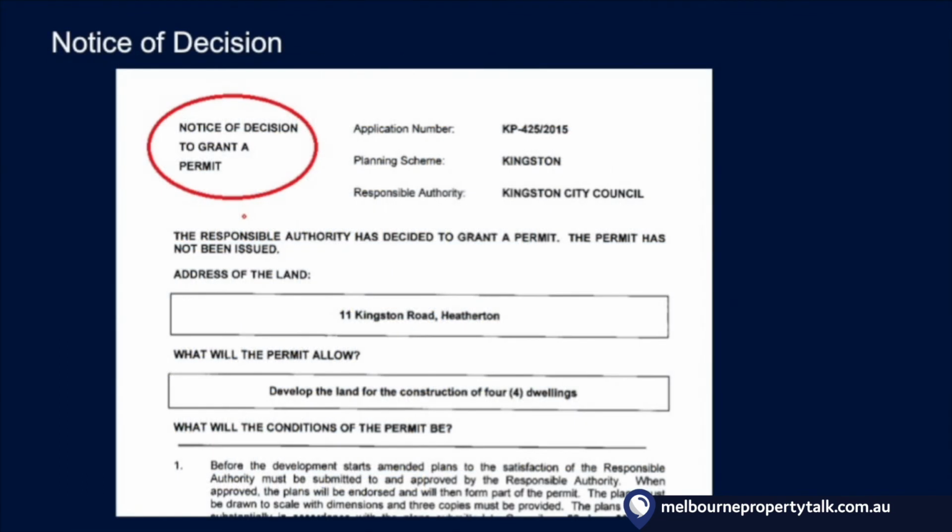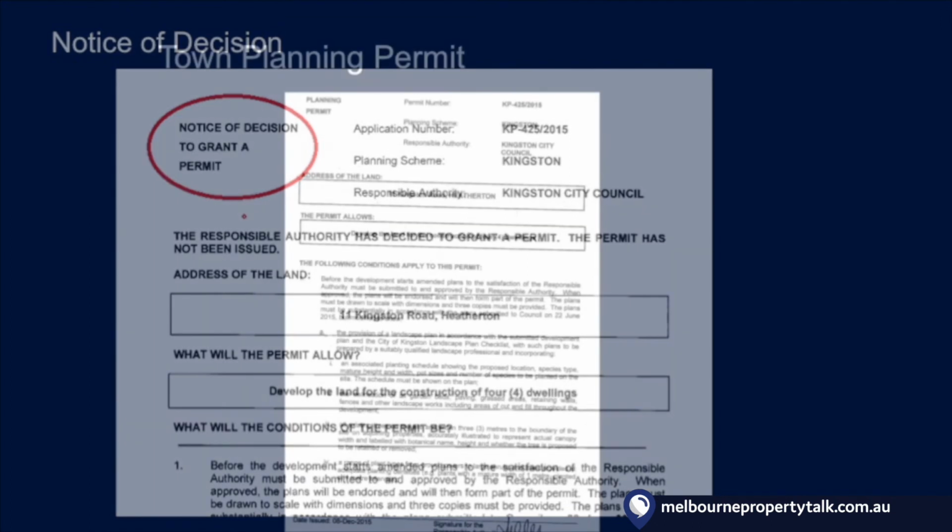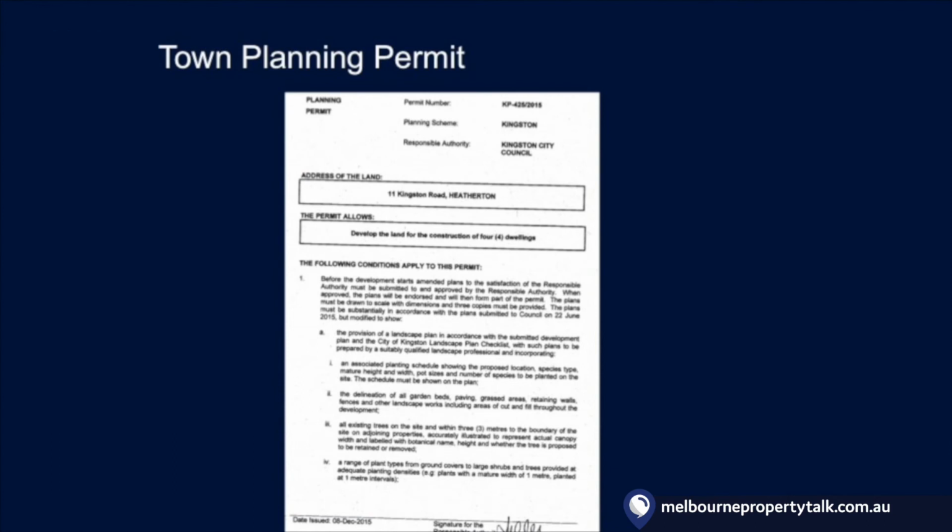Here we have an example of a notice of decision. It should be noted that whilst it's highly likely that a permit will be issued, it's certainly not assured. Objectors to your proposal may put up a fight, resulting in time delays and a hearing at VCAT. One of the most satisfying steps in the town planning process is when you receive your permit.